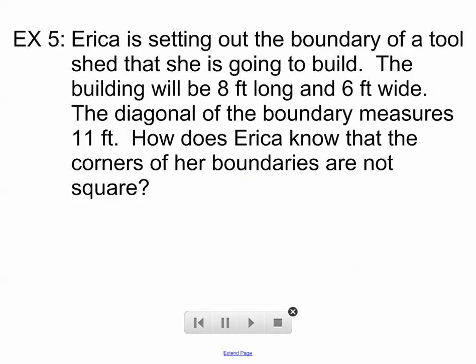All right, one more. Erica is setting out the boundary of a tool shed that she is going to build. The building will be 8 foot long by 6 foot wide, and the diagonal of the boundary measures 11 feet. How does Erica know that the corners of her boundaries are not square? Which, of course, she probably wants them square. So it's an 8 by 6 building. She measures the diagonal, and it comes out to be 11.